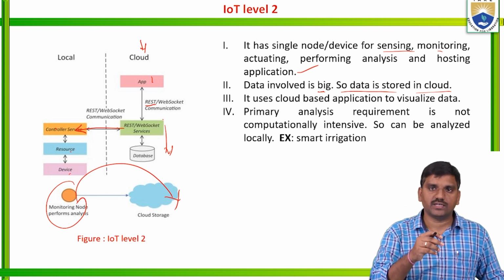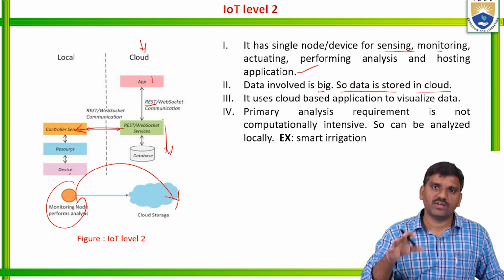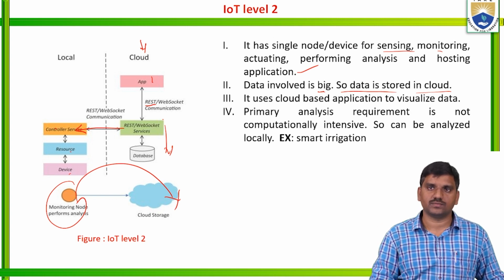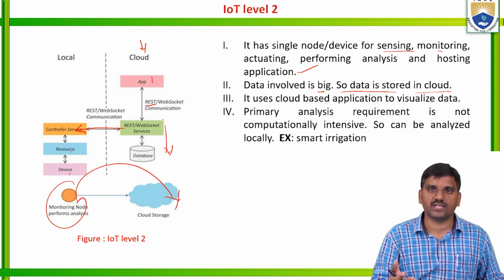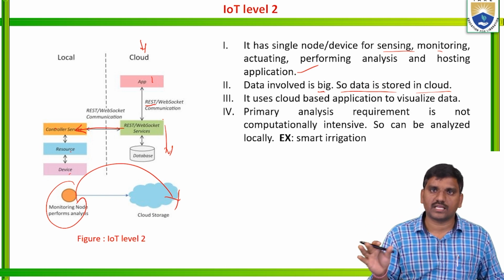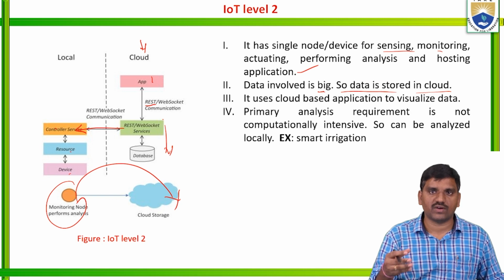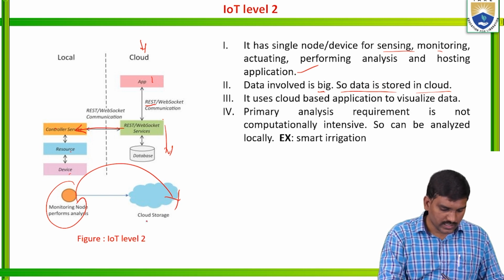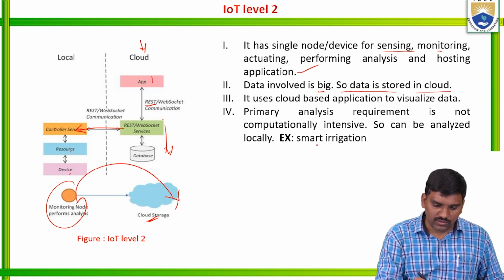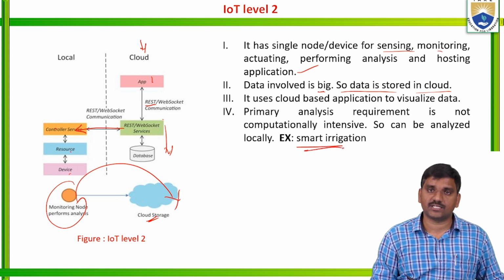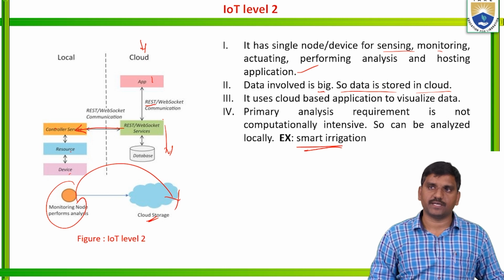In level 1 we don't use any cloud to store the data, but in level 2 we use some cloud storage, whether it is Amazon Web Services or Oracle or Reliance Communication. Here we have some cloud storage. The best example for level 2 is a smart irrigation system, in the agriculture department.